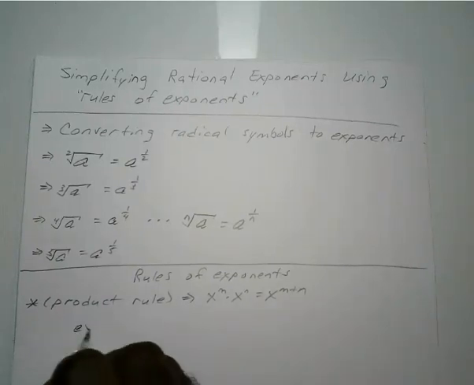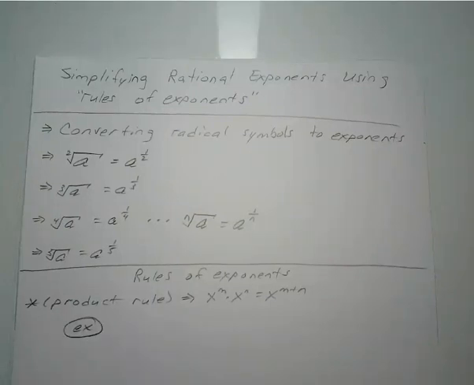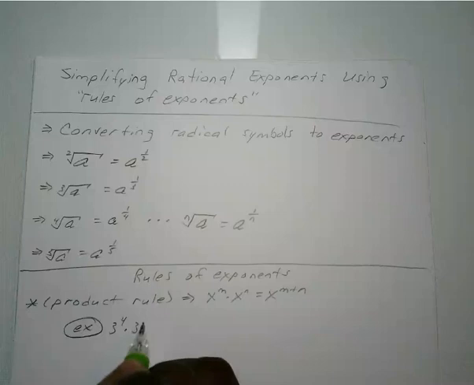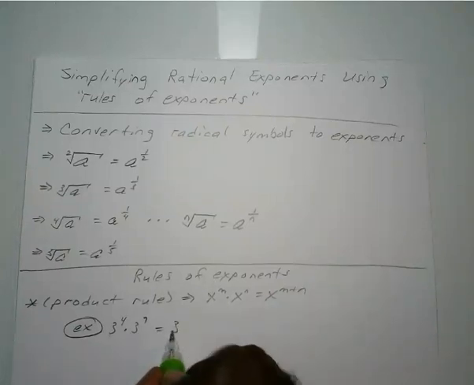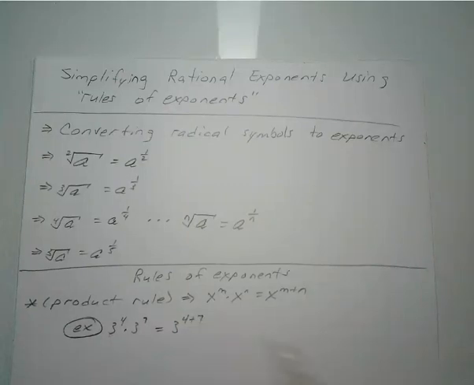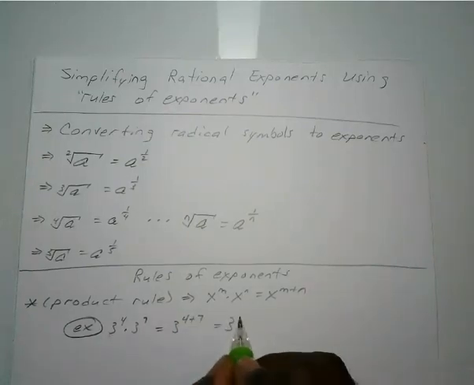For example, let's say you had 3 to the 4th power times 3 to the 7th power. As long as your bases are the same, they both have a base of 3, you just add your exponents. So it's 3 to the 4 plus 7, which is 3 to the 11th power.